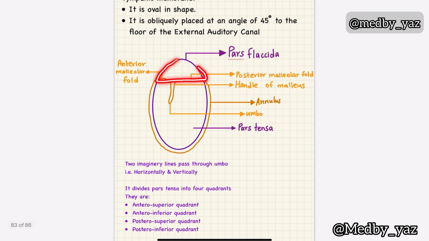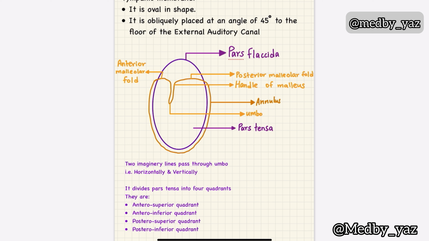This is the pars flaccida, and this lower part is called the pars tensa. This part is covered by the annulus, but the pars flaccida isn't. The impression of the handle of malleolus is also seen. This tip right here is known as umbo. There are two malleolar folds present, anterior, which is short, and the posterior which is long.